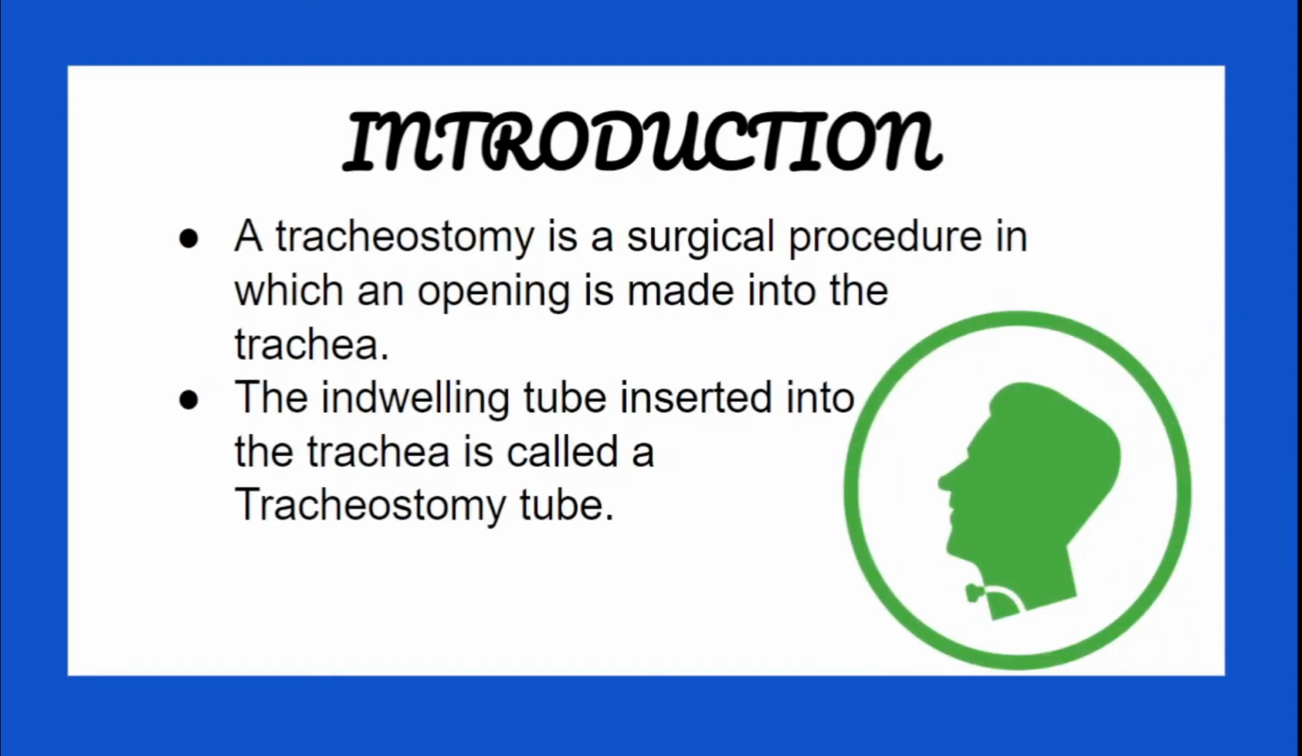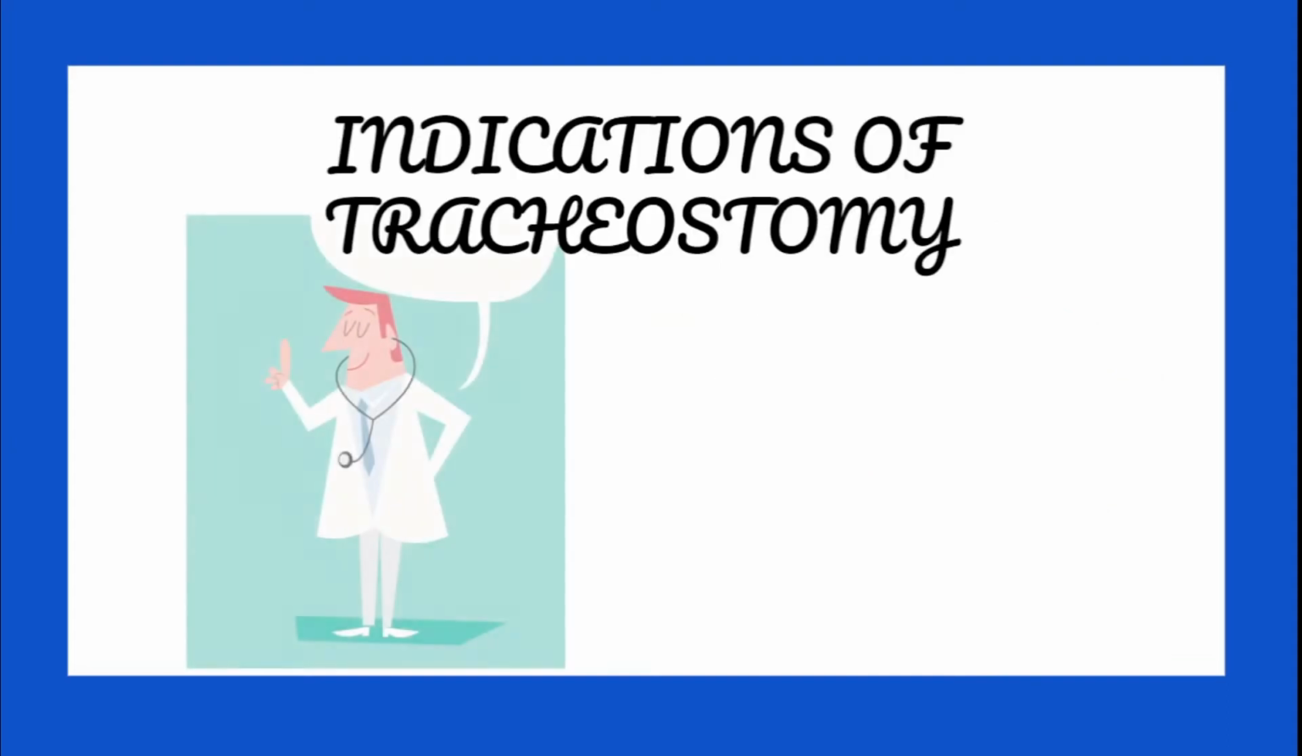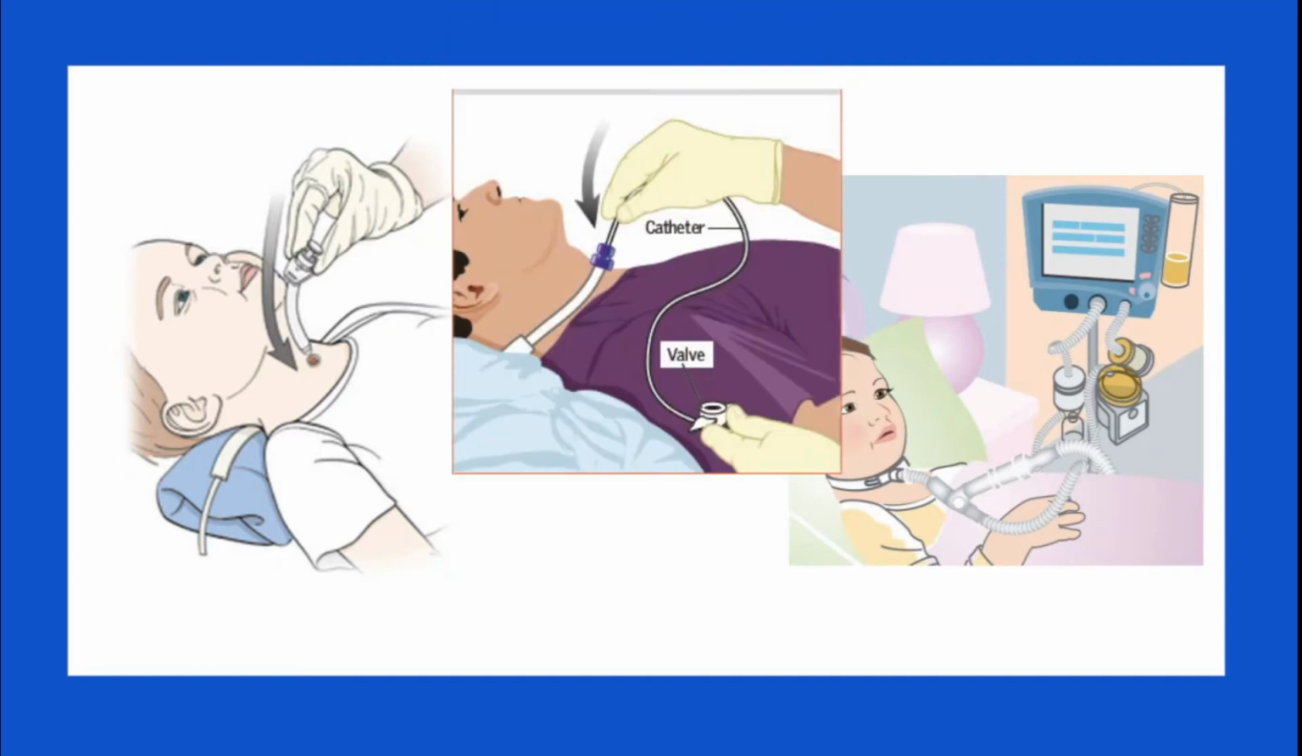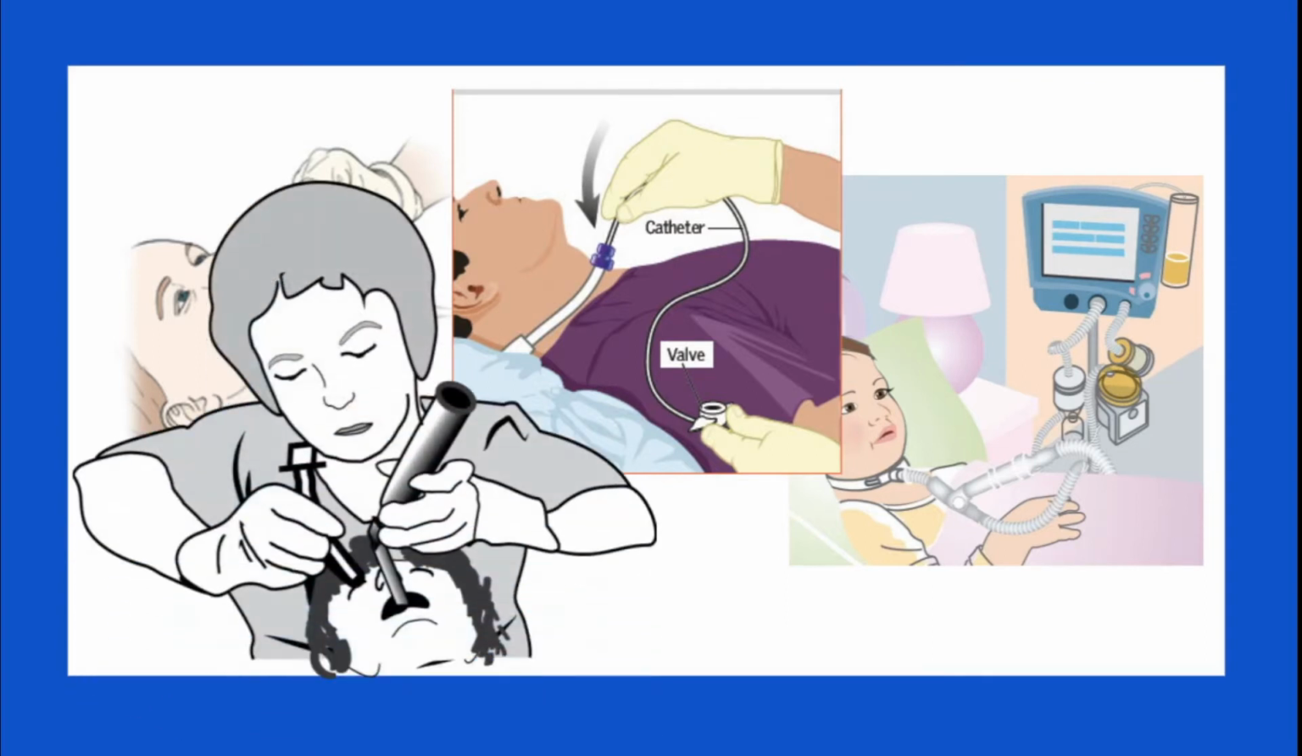So, a tracheostomy is a surgical procedure in which an opening is made directly into the trachea and a tube is inserted, known as the tracheostomy tube. The indications of tracheostomy: the first is to bypass an upper airway obstruction to allow the removal of tracheobronchial secretions, to permit long-term use of mechanical ventilation, to prevent aspiration of oral or gastric secretions in unconscious or paralyzed patients, and to replace an ET.